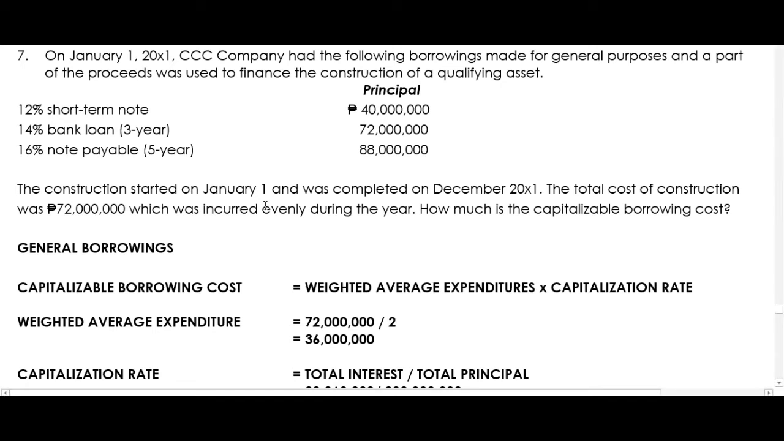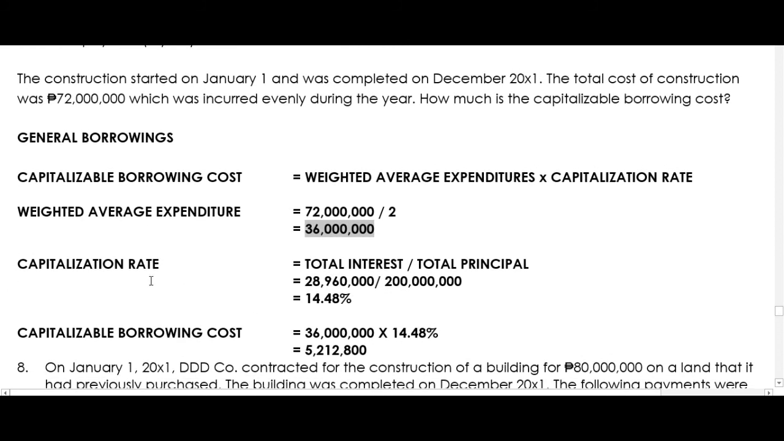Okay, wala kang mapaggagamitan ng hindi mo siya pwedeng gamitan ng 12/12, yung mga ganon. Kasi evenly throughout the year nga eh. So gagawin mo, diretso mo na lang yung 72 million, divide mo ng 2 para simple average. So 36 million ang weighted average expenditure.